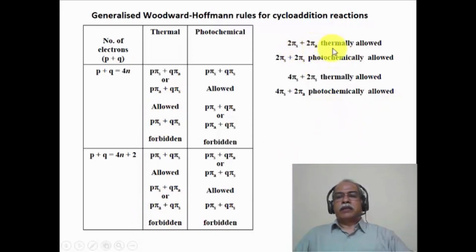What you need to remember essentially to follow this lecture is that the 2 pi suprafacial, 2 pi antifacial is a thermally allowed process. Whether it will take place or not, we will see in a few minutes. The 2 pi suprafacial, where both the components are suprafacial with respect to each other, is a photochemically allowed process. The 4 pi suprafacial and 2 pi suprafacial is a thermally allowed process. This is the Diels-Alder reaction that we are talking about. Similarly, for the photochemical Diels-Alder reaction, one of the components has to be antifacial. The 2 pi component or the 4 pi component has to be antifacial with respect to each other.